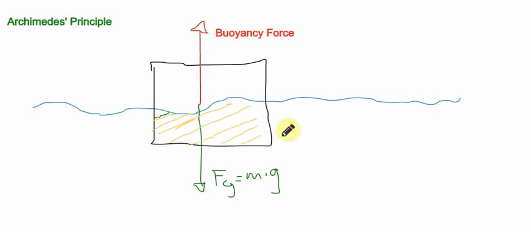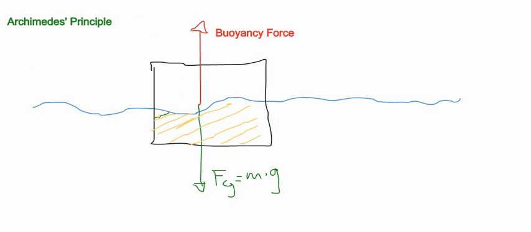We see that about half of the box is submerged in water. So the volume of what is being submerged is actually the volume that is displacing the water. Archimedes' principle states that the weight, or the F of g, of the amount of water that's displaced will be equivalent to the buoyancy force acting on the box.